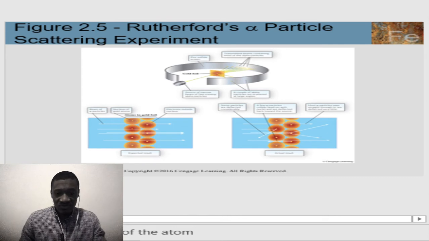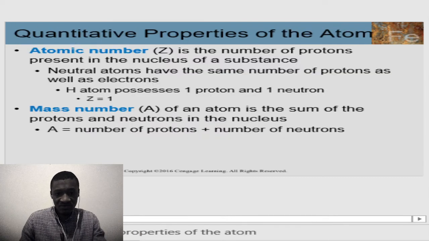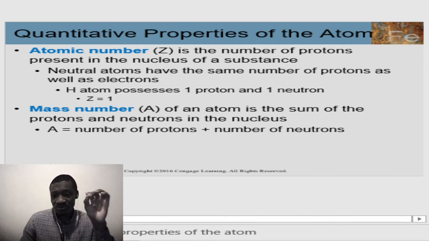So you have this image I've explained before, and then I will go to this part where we talk about the quantitative properties of an atom. Then we start off by explaining the atomic number. The atomic number is like your student number. No two students have the same student number. So no two atoms will have the same atomic number, and it's denoted Z.